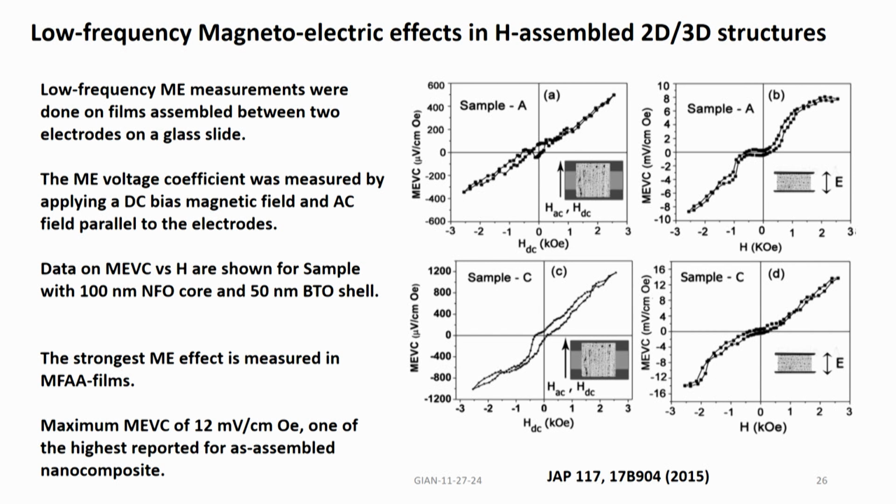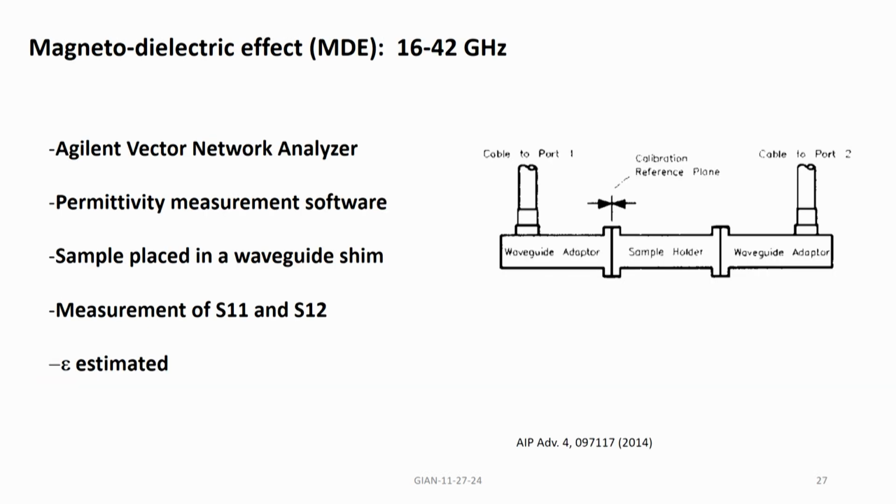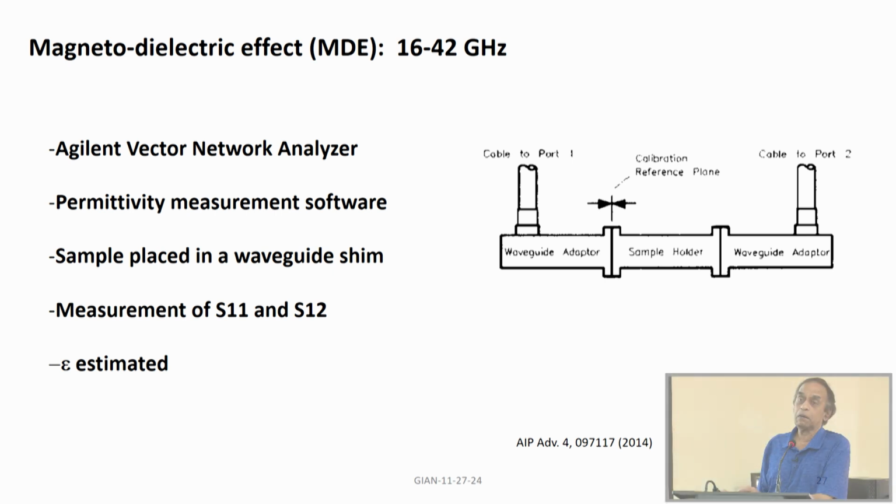So, the second method we used is what is called the magnetodielectric effect. Here we used a special instrument capable of measuring the dielectric constant at very high frequencies, at microwave frequencies. So, you make the measurement with and without a static magnetic field. When you apply a static magnetic field, it will change the polarization, that will in turn affect the value of the dielectric constant, and that is what is measured in this procedure.